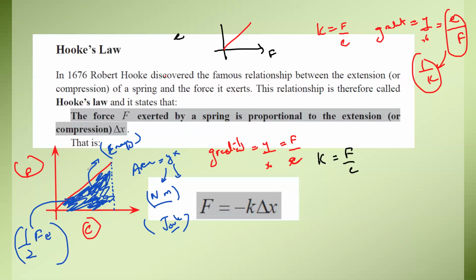And if I work out the gradient of the graph, I'll know the stiffness of the spring, or I can identify how much force I need to produce a 1 centimeter or 1 millimeter extension. Is it clear, this one? Any doubt?